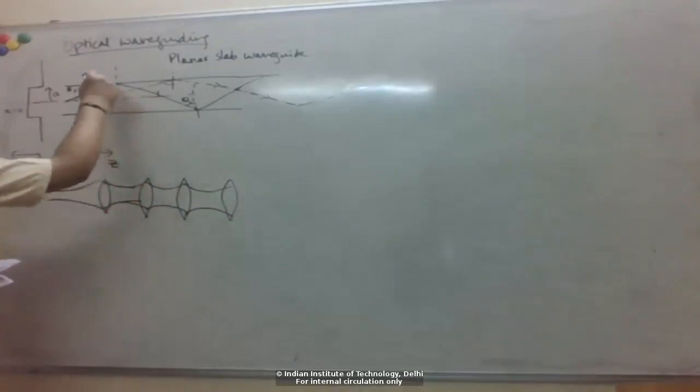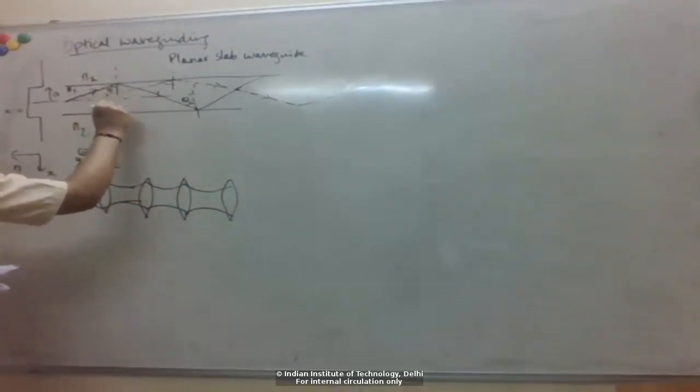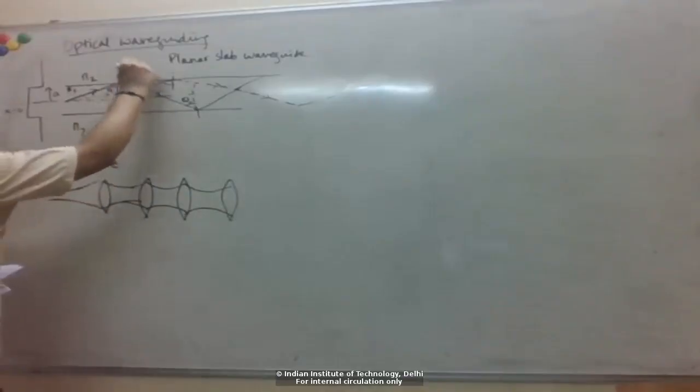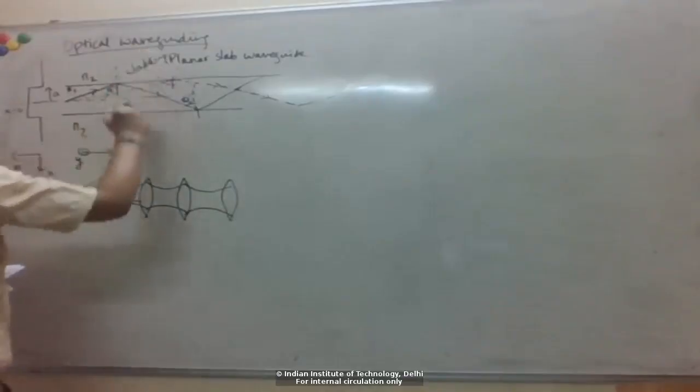Some more terminology. So this region in between, which is the higher refractive index, is called core. And then the surrounding region is called cladding.